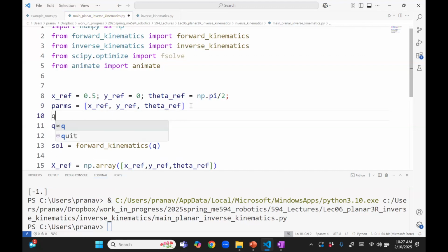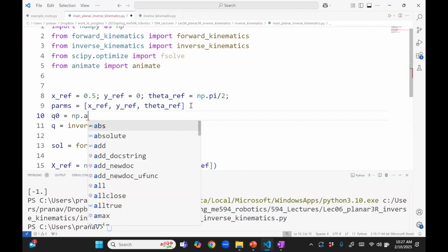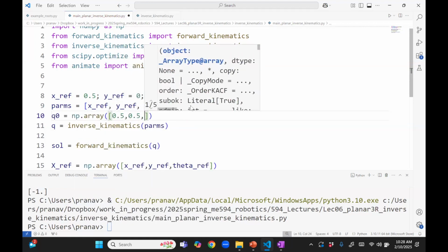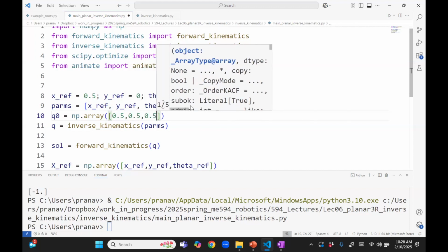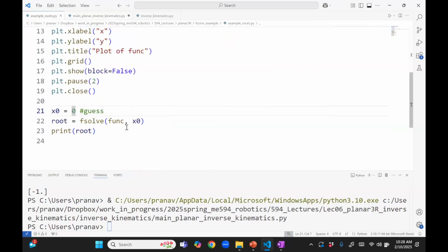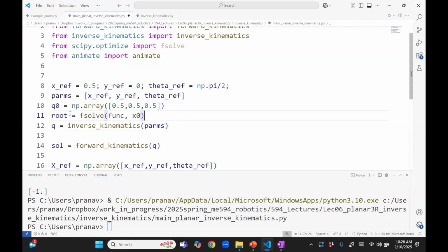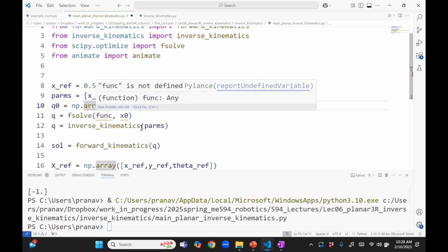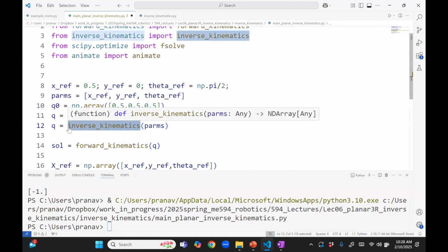However, what we need here is an initial guess. So let's make some guess: 0.5, 0.5, 0.5, say. And then for the inverse kinematics, we're using SciPy optimize. So what we need to do here is essentially take this part and use it here. Output would be Q. We'll call this function inverse kinematics.